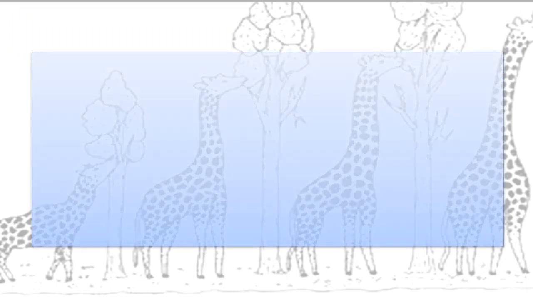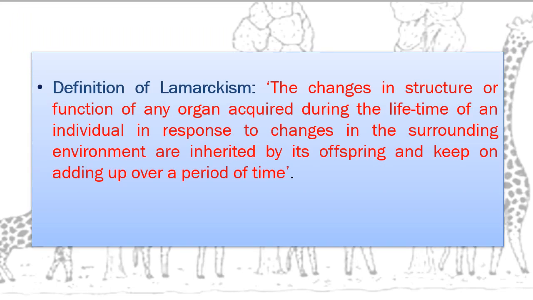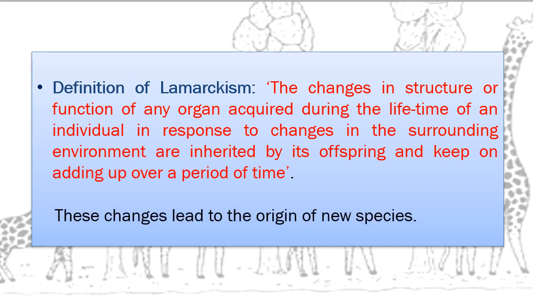Now let's see the definition of Lamarckism. The changes in structure or function of any organ acquired during the lifetime of an individual in response to changes in the surrounding environment are inherited by its offspring and keep on adding up over a period of time. These changes lead to the origin of new species. So according to Lamarckism, whatever traits or characters an organism acquires during its lifetime are inherited by the offspring of the next generation, and then these traits keep on adding up over a period of time, and ultimately it leads to the origin of a new species.